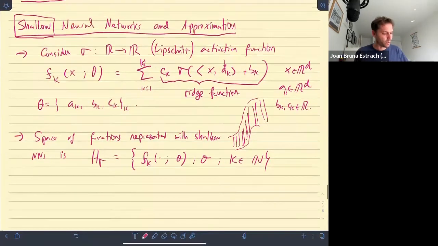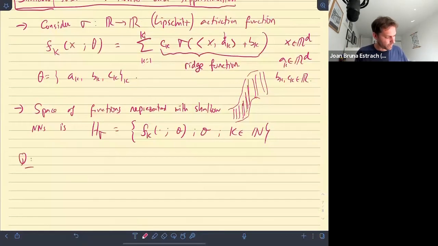And so a natural question, which was already asked even in the very early days of artificial intelligence and machine learning, is how expressive is this set?